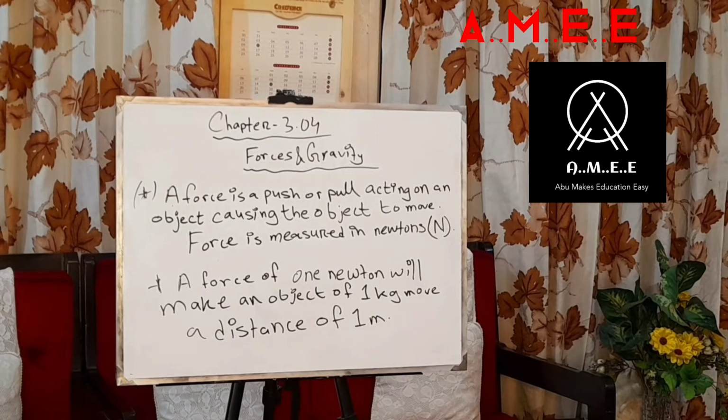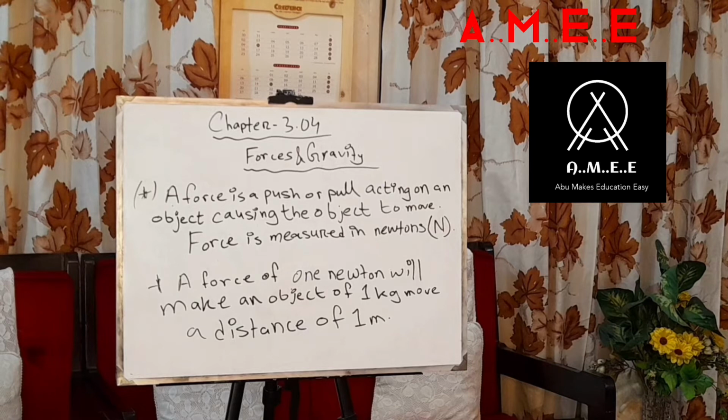Now let's come to the point that a force of 1 Newton will make an object of 1 kilogram move a distance of 1 meter. This is the second point. The first line is the definition of force, and the second line is the unit of force. It's Newton. A force is measured in Newton.